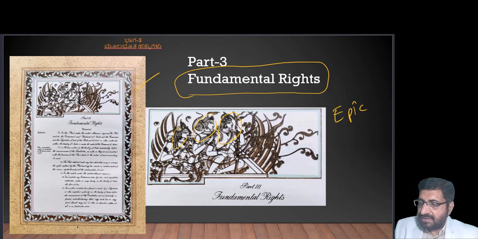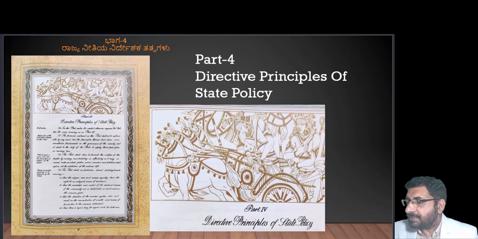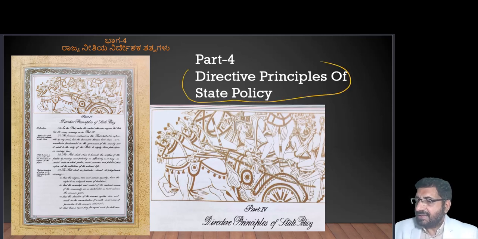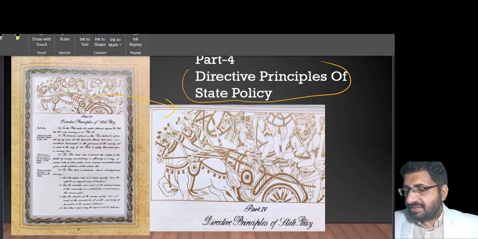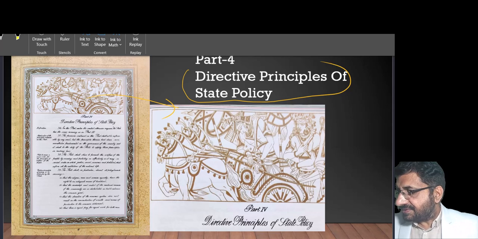Fine. Next part is part 4. It's about directive principles of state policy. You say DPS. So this is part 4. This is the artwork. Okay, I'll change the color of my pen so that you can see it more clearly. Okay, so this is the artwork.